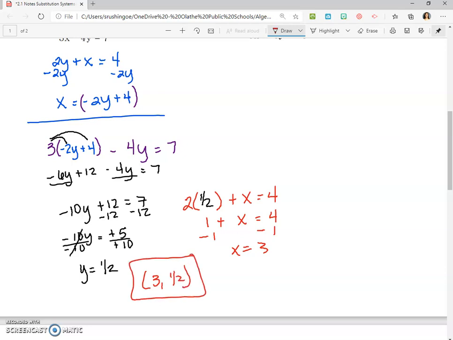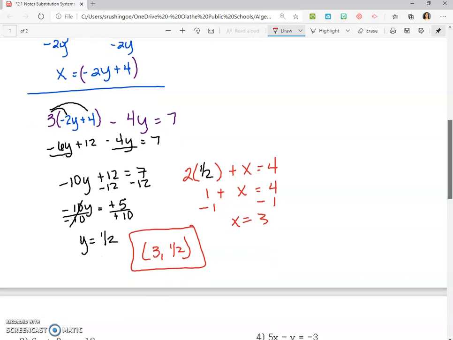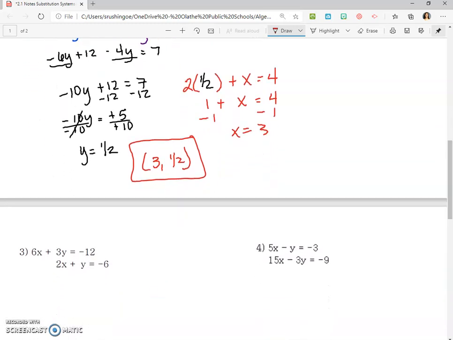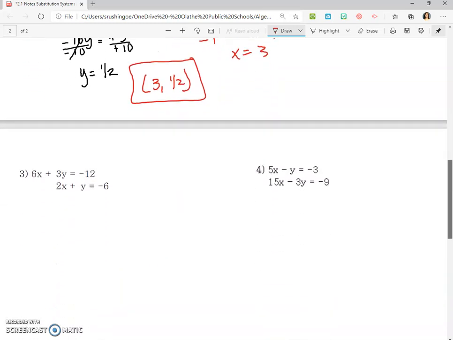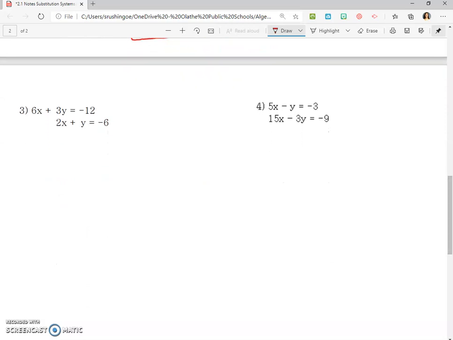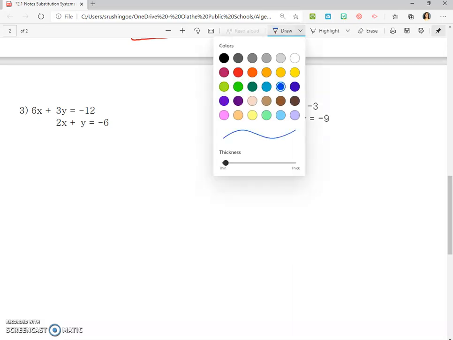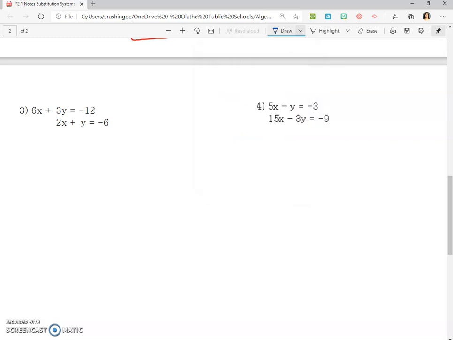So my answer would be 3 because x comes first in my coordinate pair, and then 1/2. All right. I don't think number 2 is very pretty. So we're going to move down here to number 3. So if you want to try this one on your own, go for it. You can pause and then check and see how you do. I suggest getting that y alone. Since all the rest have coefficients, I would get the y alone. So go ahead and try it, pause, check, or you can follow along with me if you're just not quite sure yet.